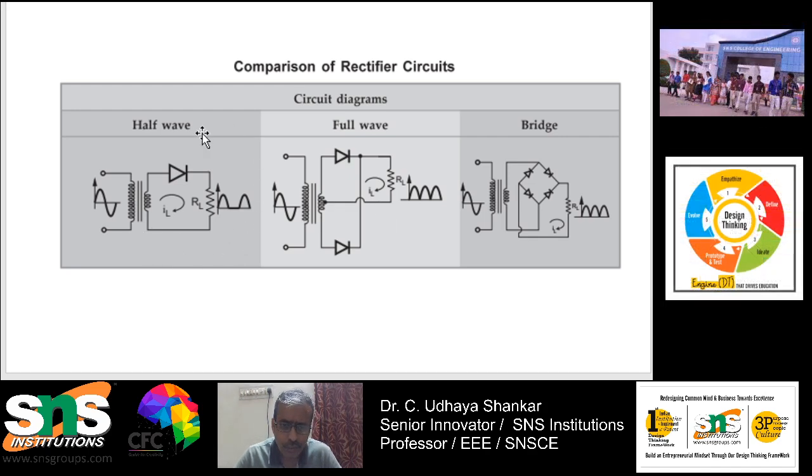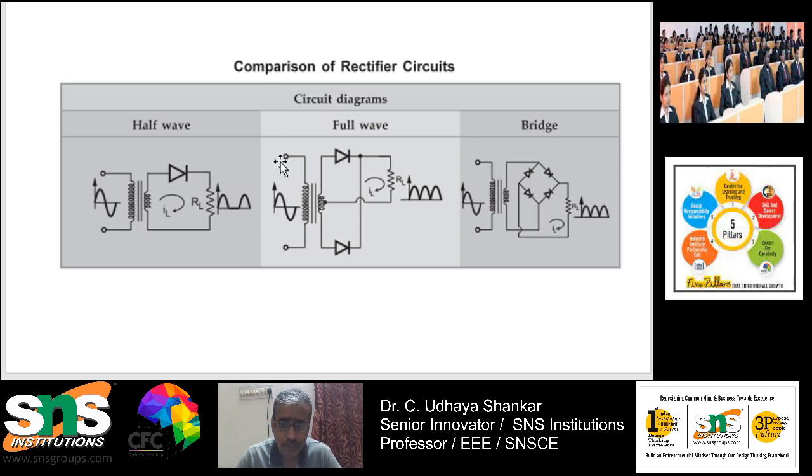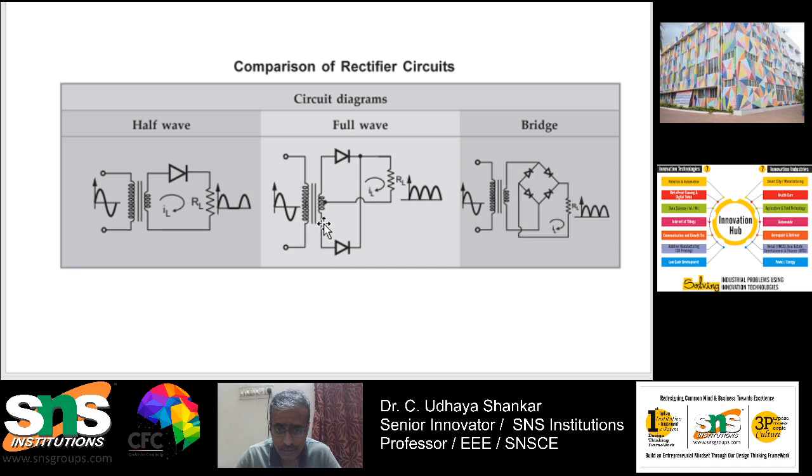So, in order to achieve a better efficiency and in order to have a very low ripple factor, they came out with a better solution which is called a full wave rectifier, and this is called center tapped configuration. You can see that the transformer here is a step down transformer, and it is a center tapped configuration.